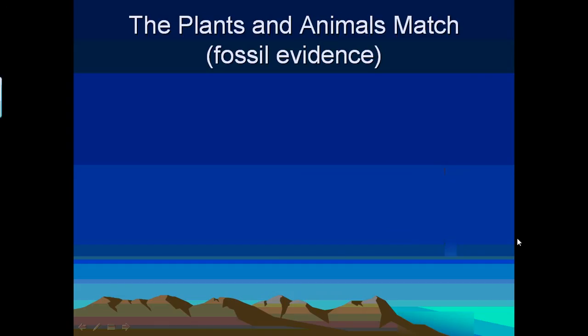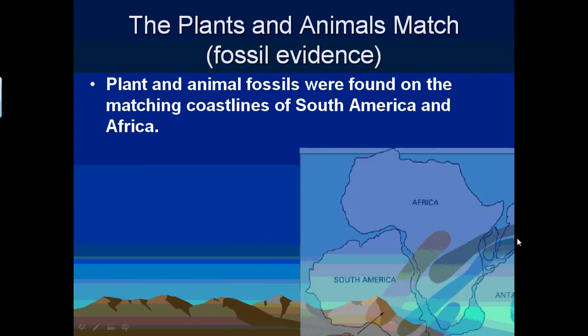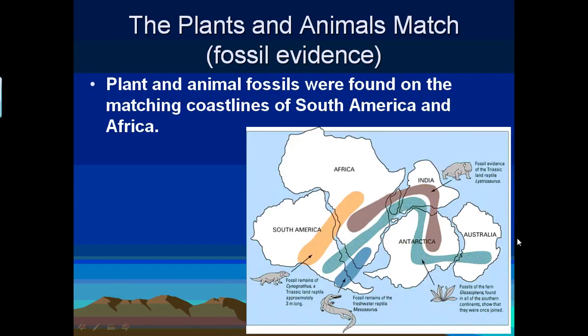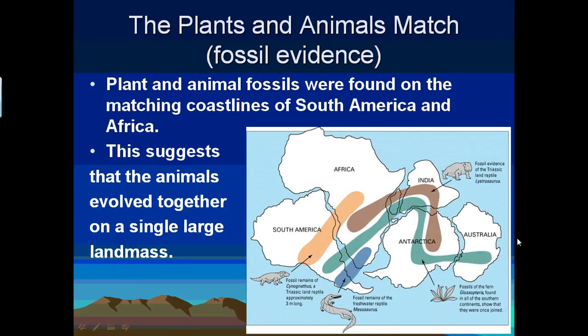The plants and animals match with their fossil evidence. Plant and animal fossils were found on the matching coastlines of South America and Africa. If you'll look at the picture, you can see South America and Africa, and you can see where those same fossils were matched up. This suggests that the animals evolved together on a single large landmass. So this is what makes us think that the continents were once together and then they separated.